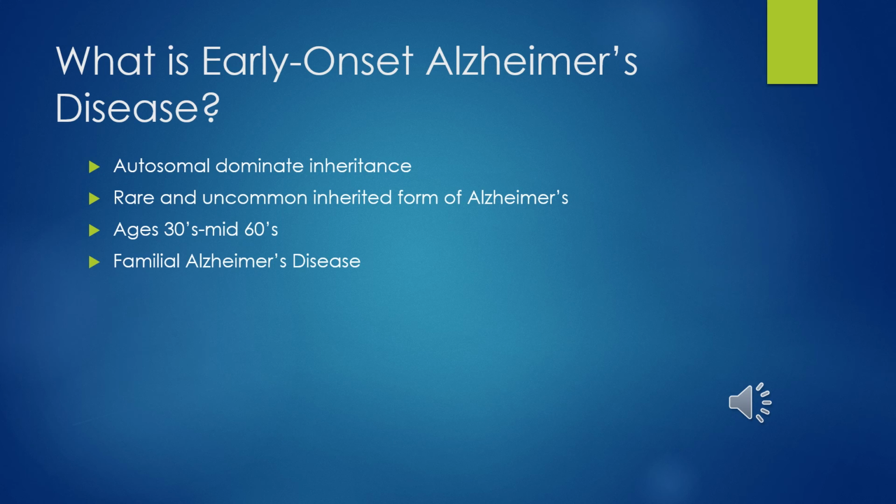What is early onset Alzheimer's disease? Well, it's an autosomal dominant inheritance disorder. It's passed down from generations. It's otherwise known as familial Alzheimer's disease. It is a rare and uncommon form of Alzheimer's disease, affecting ages 30s to their mid-60s.